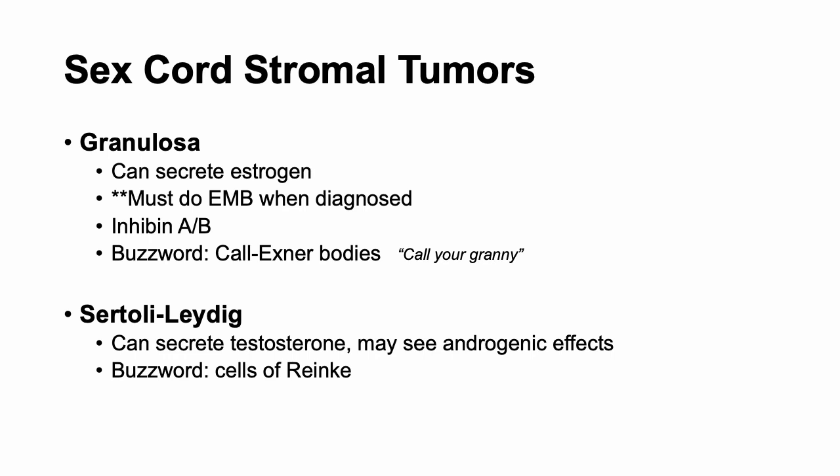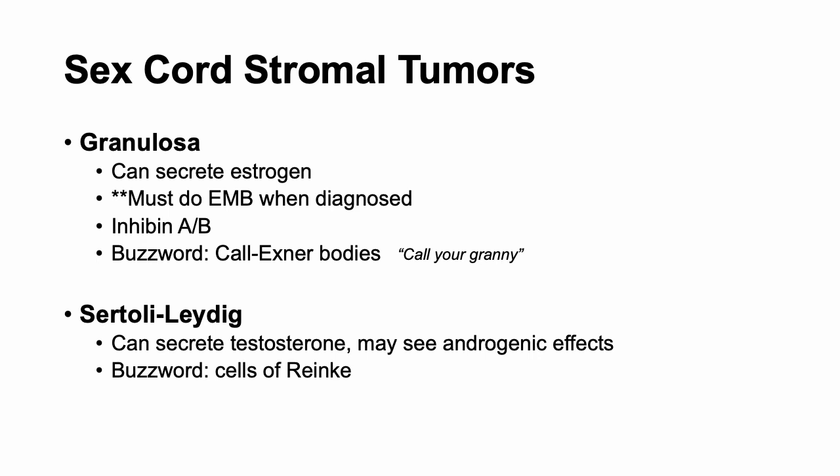Lastly, we have sex cord stromal tumors. These originate from ovarian stromal tissue. The average age of a patient with these tumors is around 50 years old, and these tumors are known for secreting hormones like androgens or excess estrogen. They often show up as solid masses on imaging, and lymph node metastases are very rare in these tumors, and therefore lymph node dissections can be avoided.